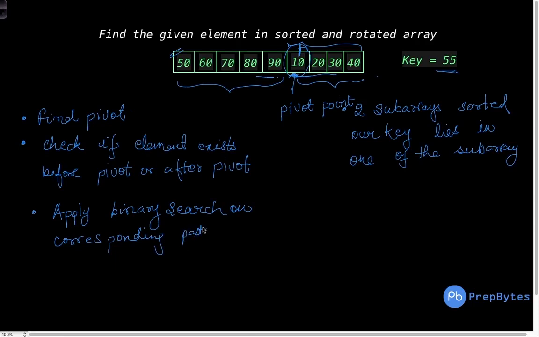Now here we have two problem statements. The first one is to find the pivot, and the second one is to find if the element exists before the pivot or after the pivot, or even the pivot could be the element. In that case, we will simply return the pivot. And we already know that once we have the sub-array on which we have to apply binary search, we can apply binary search. We already know that, okay? So let's just see first how we find the pivot, okay?